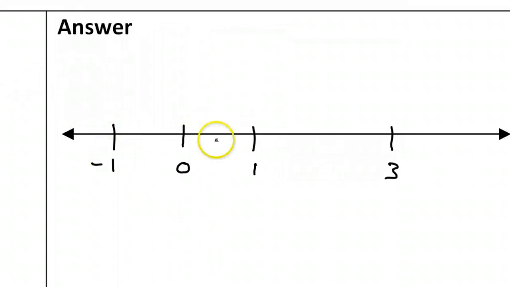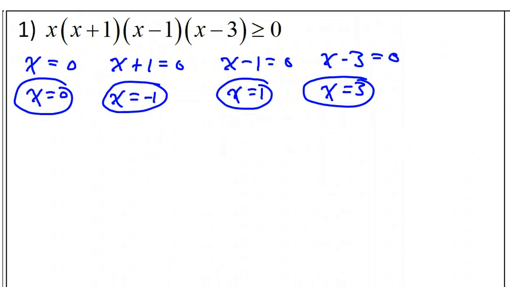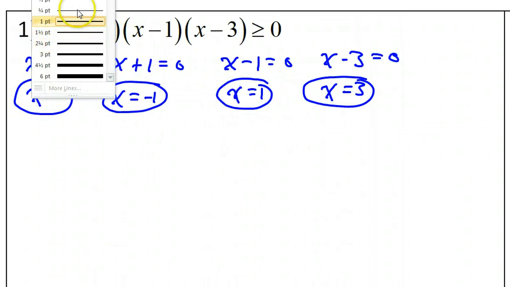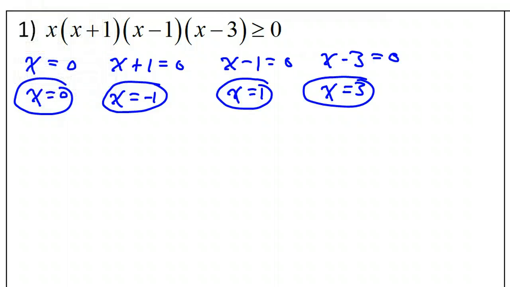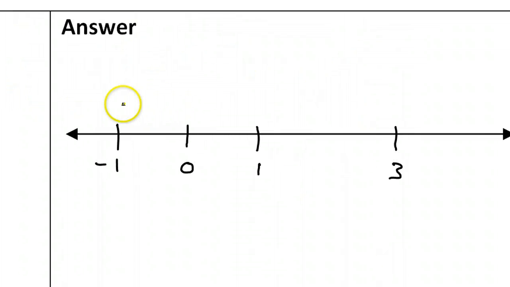Now, I'm going to graph these as dots. Should I use open circles or closed circles? I am going to use closed circles because it's or equal to. These values are the values where the function is equal to 0. So we want the equal to, so we will use closed circles to include the endpoints here. So closed circle, closed circle, closed circle, and closed circle.